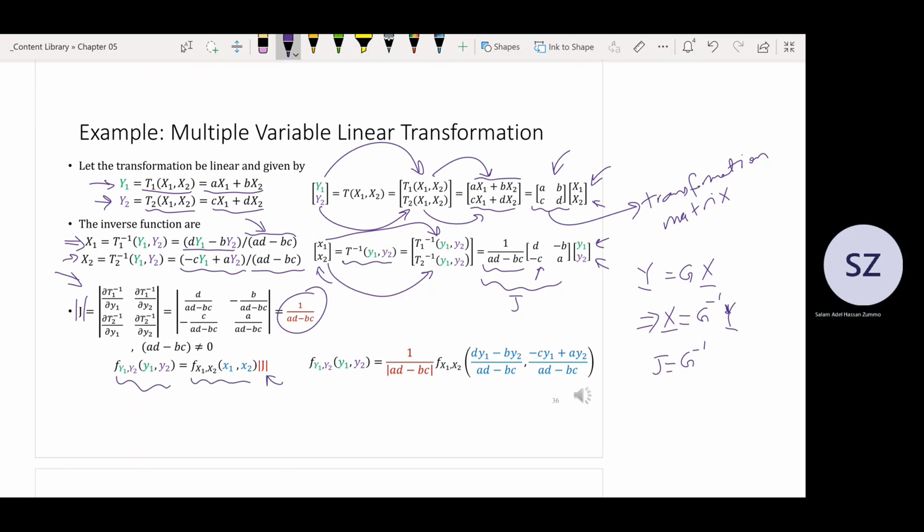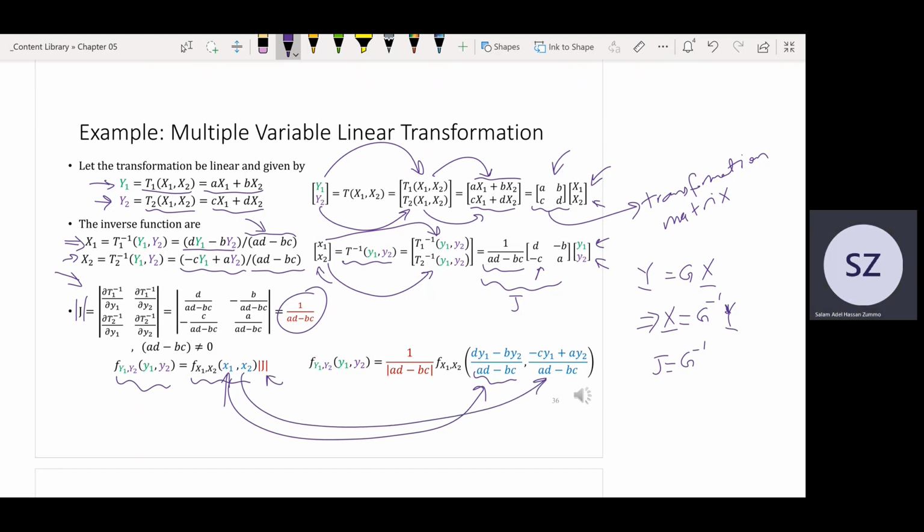But what is the PDF of x evaluated at x1? What is x1? Here, this is x1. And x2 is this. So the PDF of y will be equal to the PDF of x, whatever that PDF is, evaluated at these two numbers and multiplied by the determinant. This is a bit easier, right?